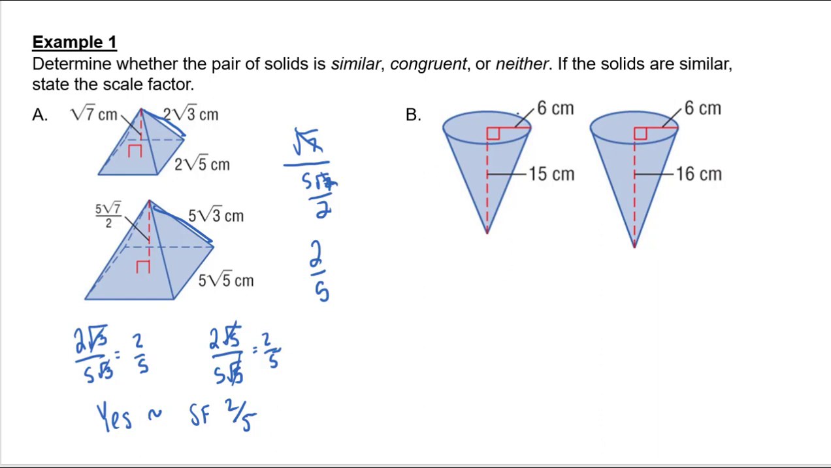So now let's look at this one. I have 6 is to 6, so one of our ratios of our radii is 1. Now let's look at 15 is to 16. That's really close to 1, but that does not equal 1. So these are neither.